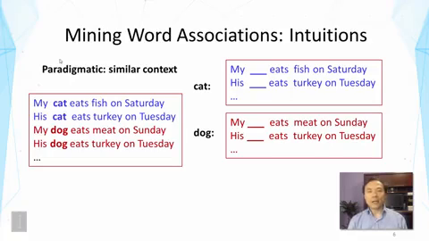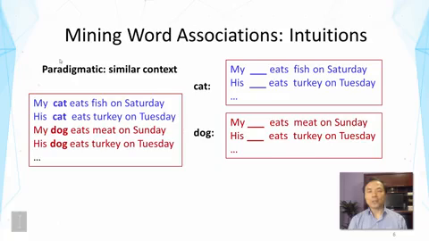So how can we discover such associations automatically? Now, here are some intuitions about how to do that. Let's first look at the paradigmatic relation. Here, we essentially can take advantage of similar contexts. So here you see some simple sentences about cat and dog. You can see they generally occur in similar context. And that, after all, is the definition of paradigmatic relation.